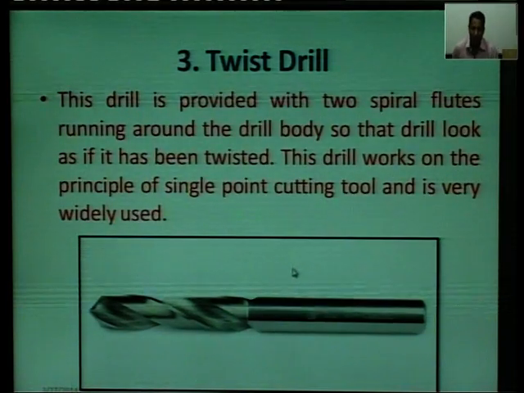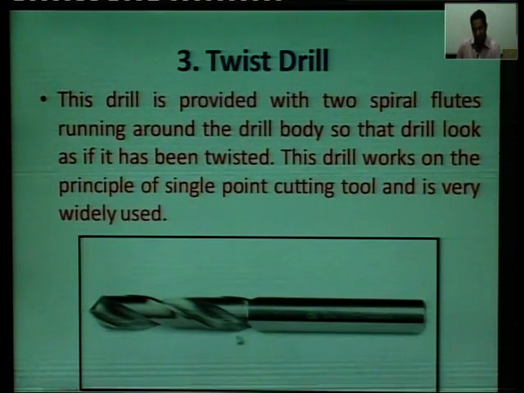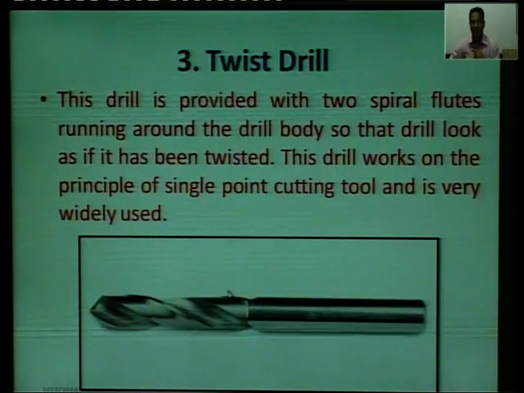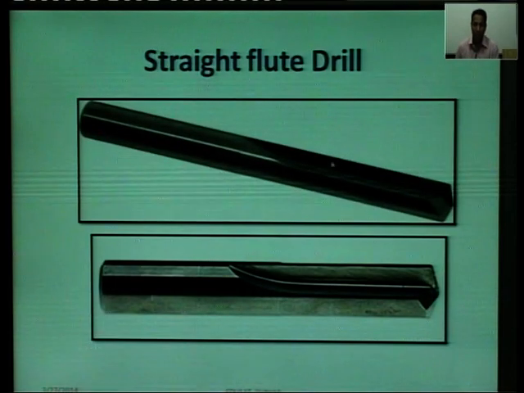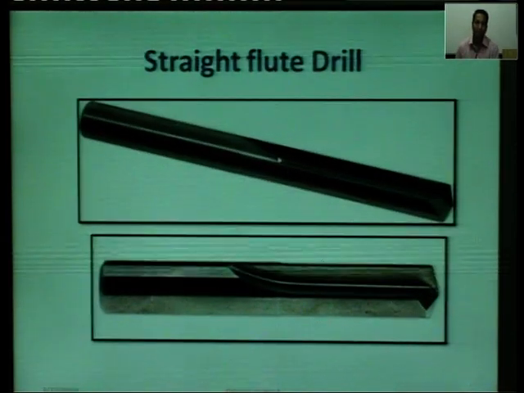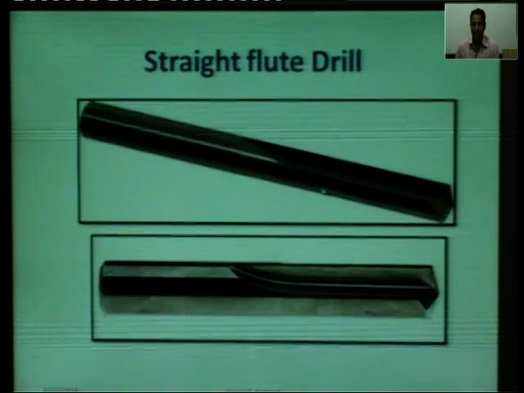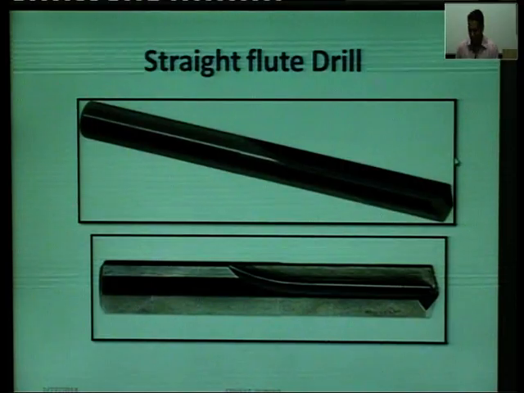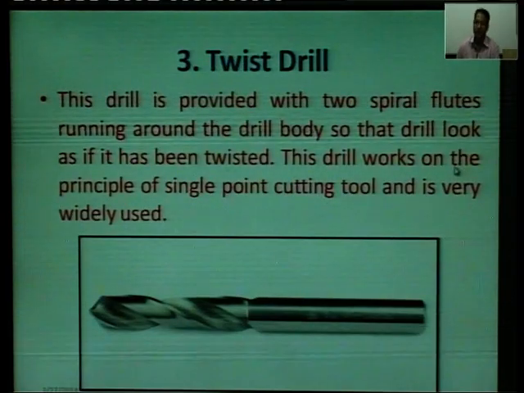My dear friend, third one is the twist drill. So it has flutes, but flutes are twisted. In the previous case, flutes are straight. These grooves are straight, going absolutely straight. Now we twist these two grooves. Due to this reason, it is called a twist drill.